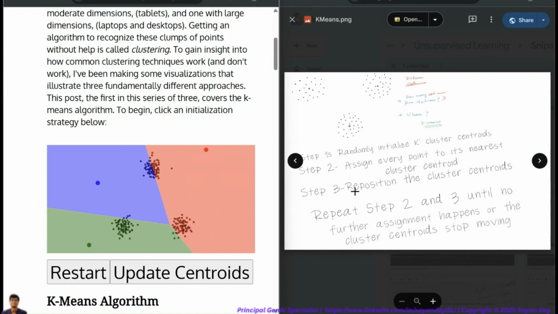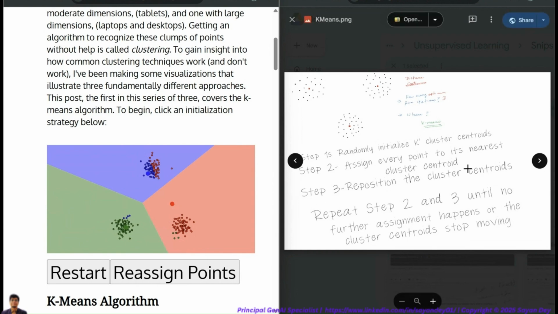Then we will do step number 3. We will reposition the cluster centroids. Reposition means we will recalculate the centroids. Centroid is an average. So initially the centroids were here, right? The green centroid was here. Now all these points are part of the green cluster, so you will recalculate your green centroid, and it will move somewhere here. When you update your centroids, the green will be here, the blue somewhere here, and the red somewhere midway. So when I update the centroids, see what happens. The green moves here, the blue moves here, and the red moves here. We have completed step 3.